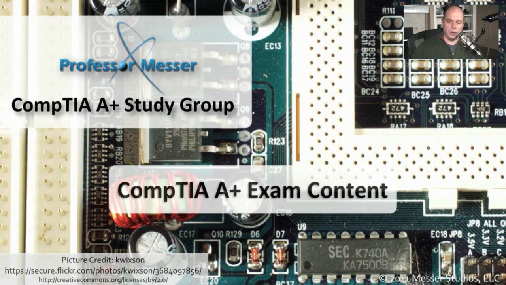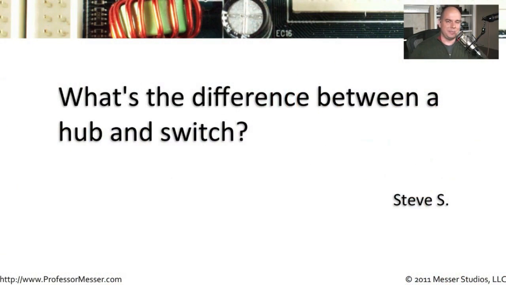Let's go through some questions and let's talk about content that's on the A+ exam. What types of things from a technology perspective do I need to know about? And our first question that came in is from Steve S. And he asked, what is the difference between a hub and a switch? And if you recall, I believe it's domain 4 that is the networking domain of the 701 exam. And so for that domain piece, you can see there are a number of things you have to know about.